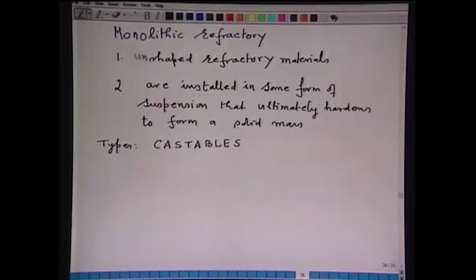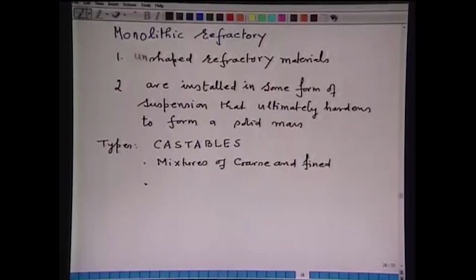In fact, these monolithic refractories consist of mixtures of coarse and fine grained refractory material. A proper proportioning of coarse and fine is important, because when this is cast, then the material has to dry with sufficient strength. So, a proper proportioning of coarse and fine size in the mix is important.